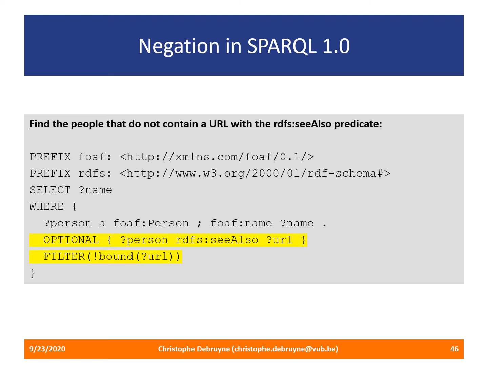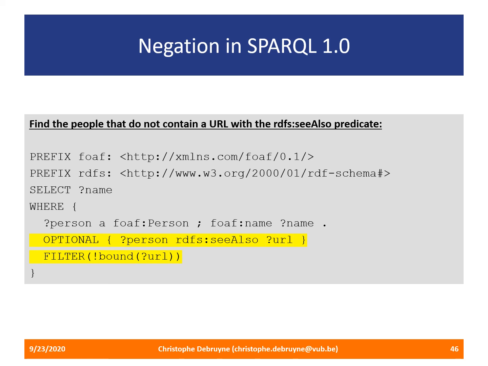In SPARQL 1.0, there was the FILTER NOT BOUND pattern, which roughly corresponds with negation as failure. Now, the goal here is to use the optional pattern to do some sort of outer join, and whenever a variable is not bound to a value, well, then you will check whether that value is unbound. And if that's the case, then you filter it.